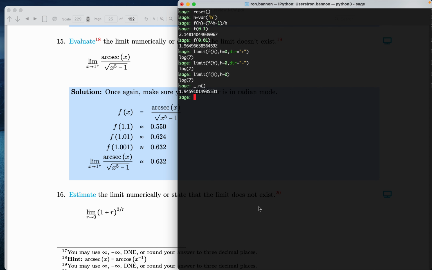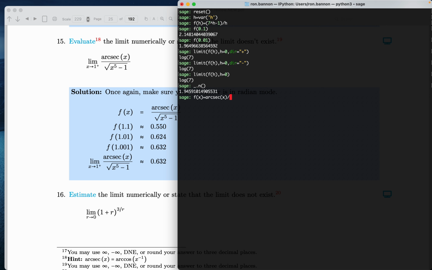Kind of a tough function, and I'm going to write it down for you. I'm not going to clear the screen or reset it. I'm just going to define a function now, f of x. So really what I'm doing is reassigning f of x to be something else. And what's going to be arcsecant? Some calculators do not have arcsecant built in, but Sage does.